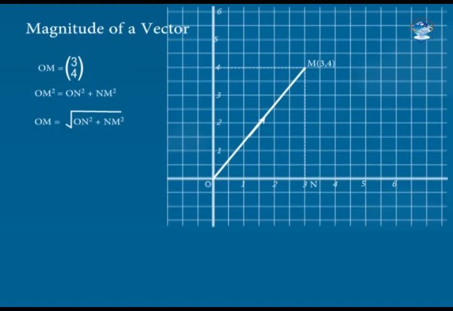The magnitude of OM, denoted by |OM|, is given by the square root of 3 squared plus 4 squared. That is equal to the square root of 25, and that gives us 5 units. In general, the magnitude of a vector A = (x, y) is given by |A| = the square root of x squared plus y squared.